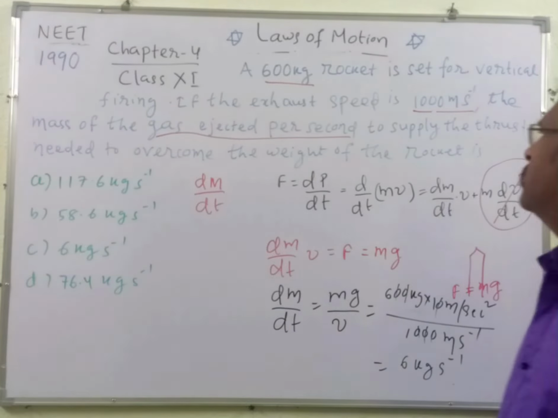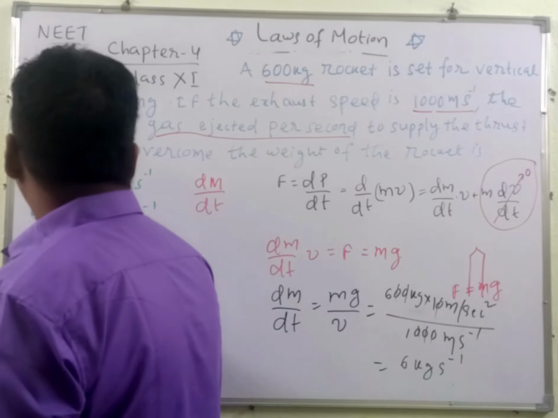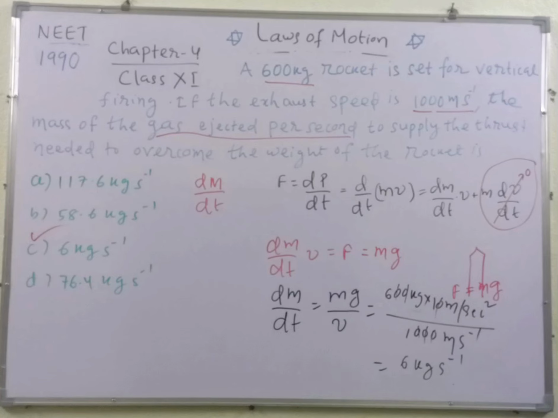So, student, here where is the answer? The answer is given in C. So, option C will be correct, student. So, the mass of the gas ejected per second should be 6 kg per second to overcome the weight of the rocket, students.